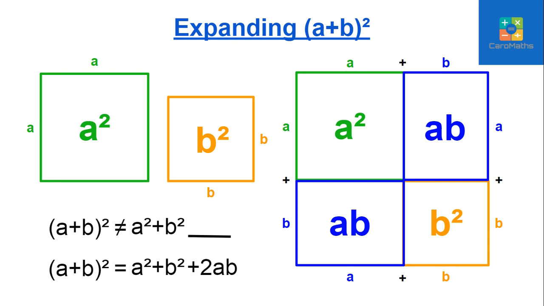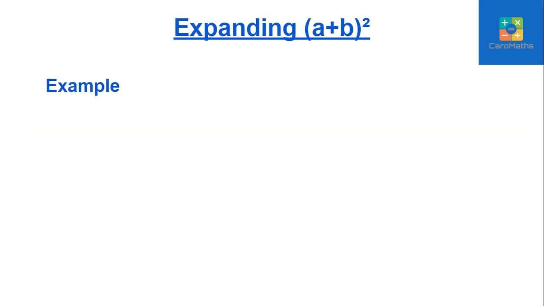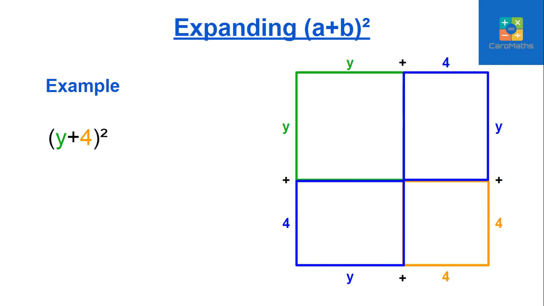And now I'm going to demonstrate this by using an example of something that you might be asked to expand. The example I've chosen is (y plus 4) all squared. So let's have a look at our big square. As you can see, the big square with sides y plus 4 consists of our green square with sides y, our orange square with sides 4, and our two blue rectangles with sides y and 4.